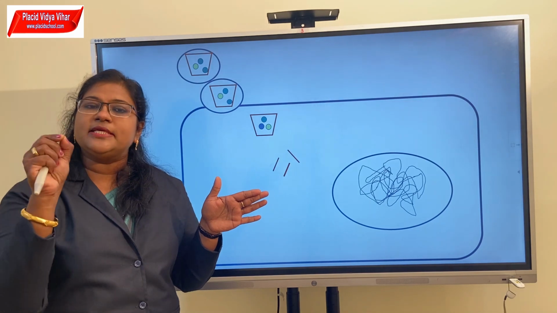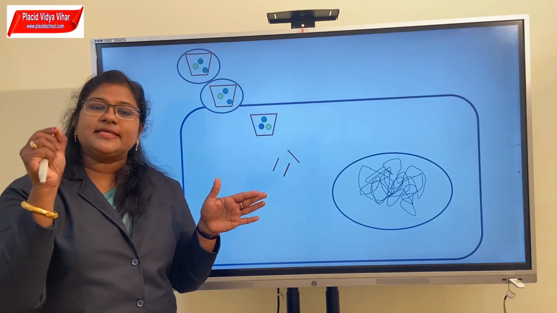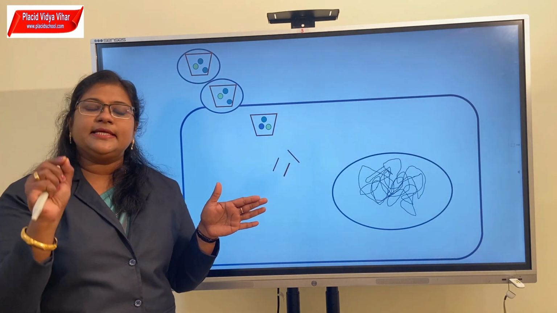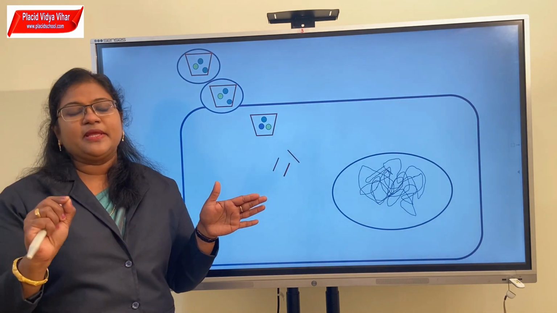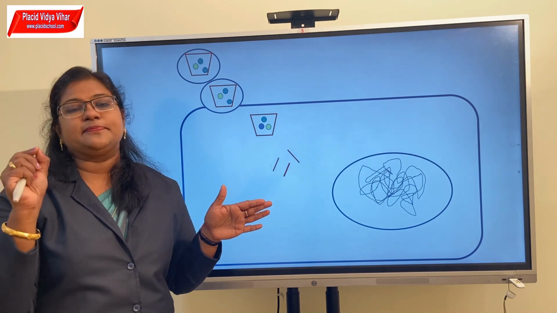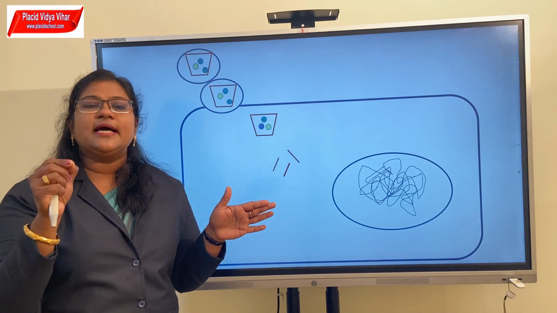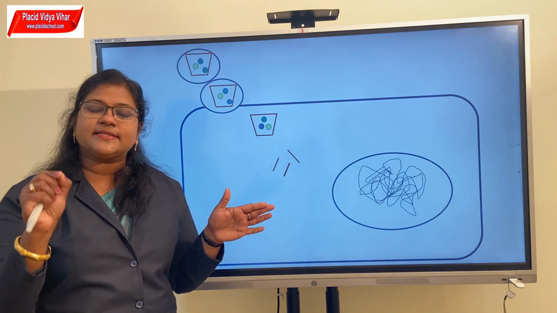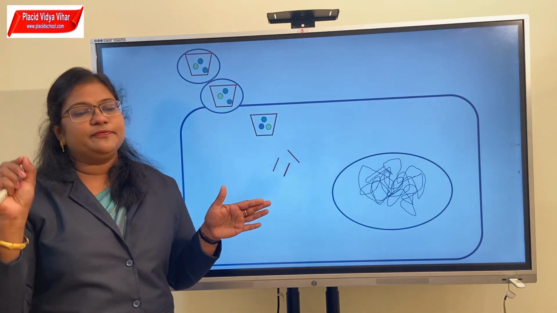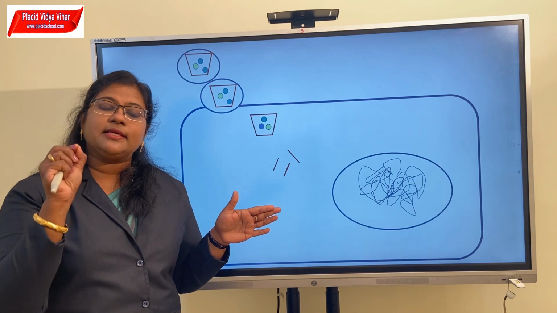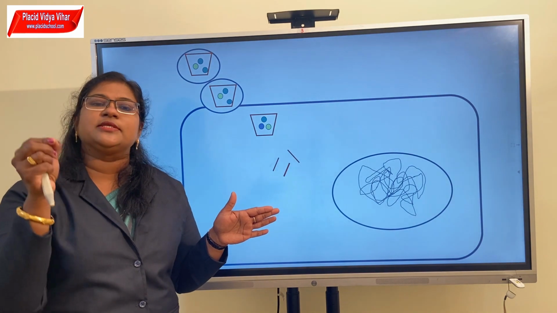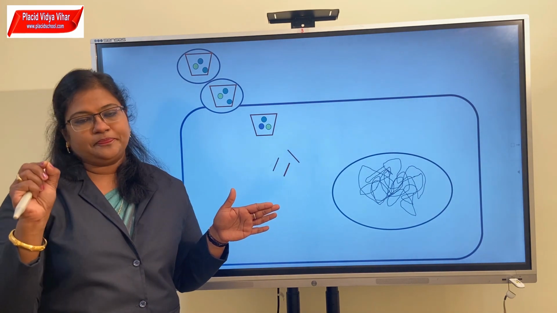The name of these receptors on the cell surface is known as CD4, or you can also say CD4 plus receptors. And there are some co-receptors which are known as CCR5 and CXCR4. Don't be confused about all these names. I will tell you in detail later. Now remember at least one receptor, the main one, which is known as CD4.